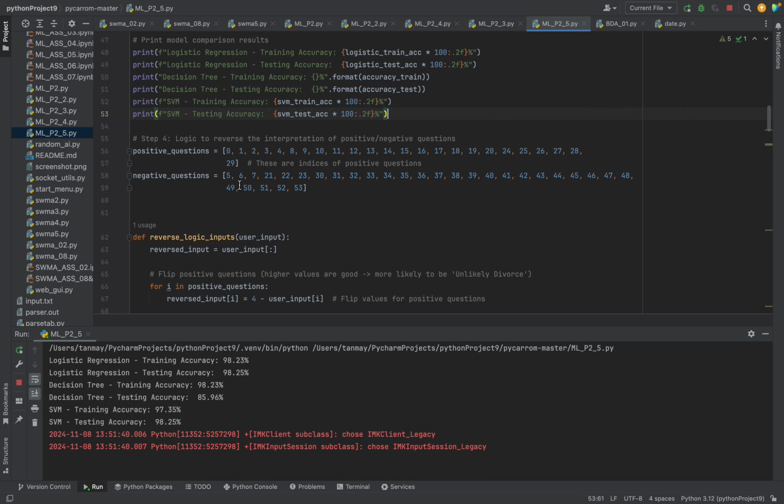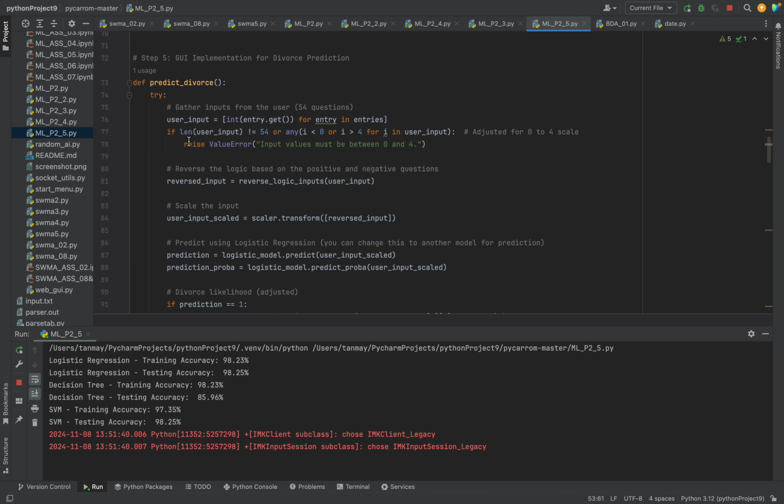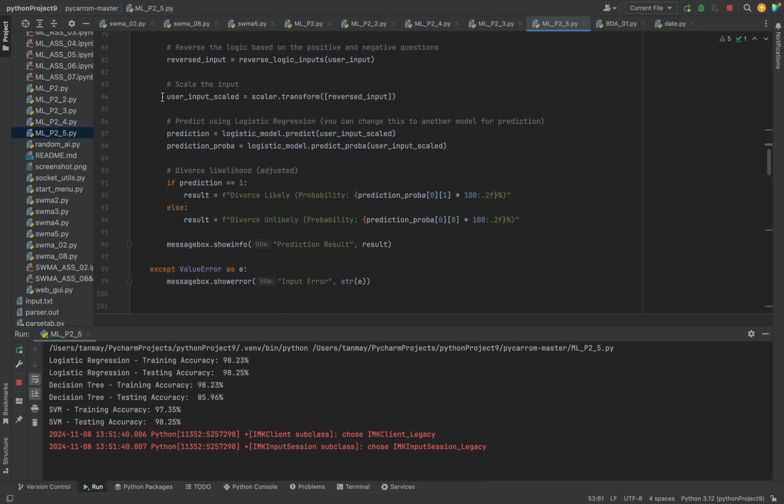Now here we have positive and negative questions. The scaling of 0 to 4 is given for the questions. We have divided the question numbers in that format. Then this is the function which will predict whether the divorce will happen or not, and what is the percentage of it happening or not happening.